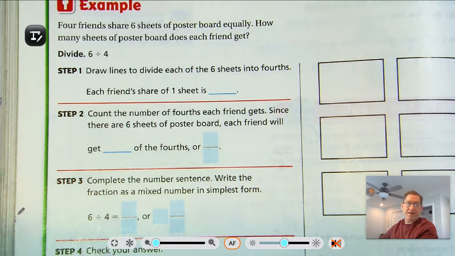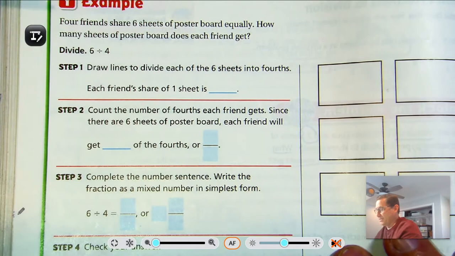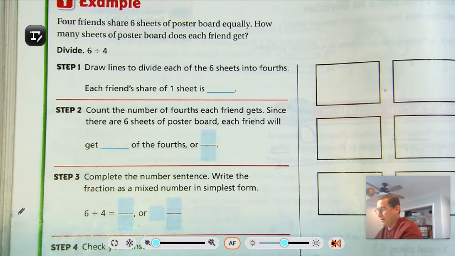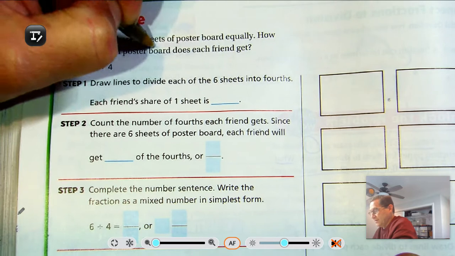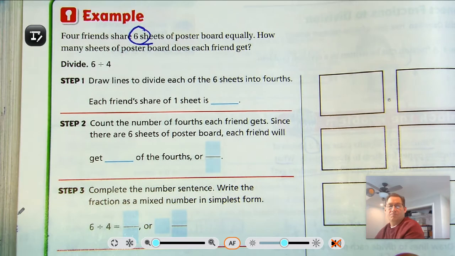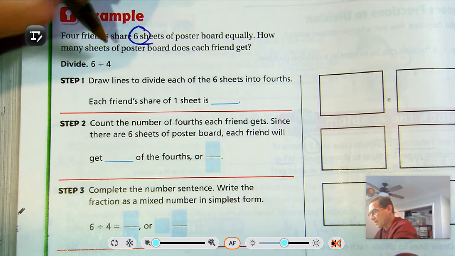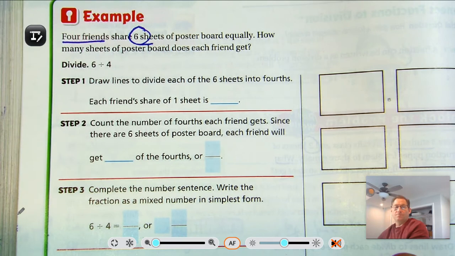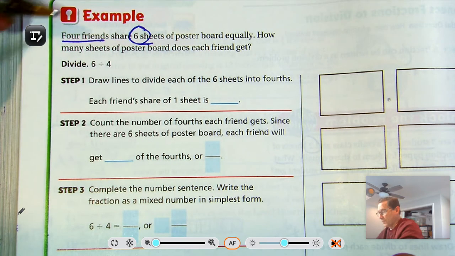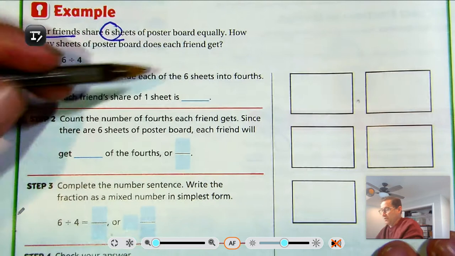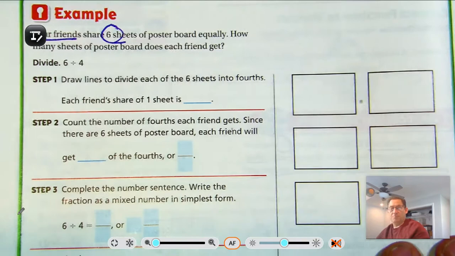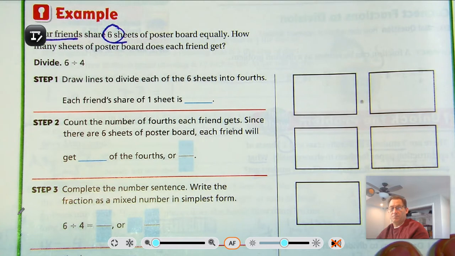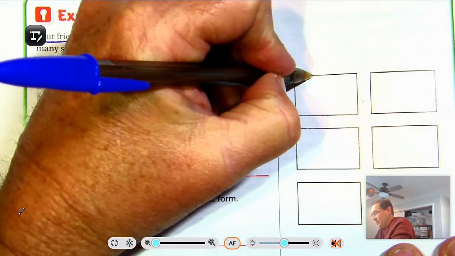All right, 4 friends share 6 sheets of poster board equally. How many sheets of poster board does each friend get? So in this case, we're sharing 6 sheets of poster board, and we're dividing by 4. So we're going to draw the 6 rectangles that are representing the 6 sheets of board. We're going to break each into 4 equal pieces.